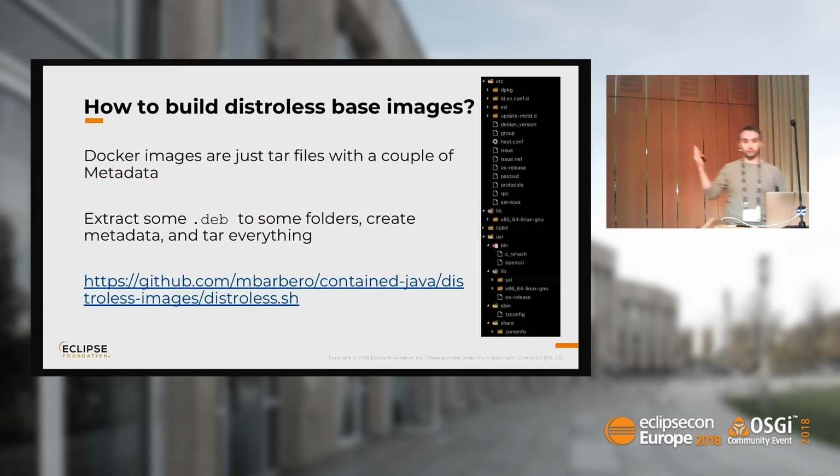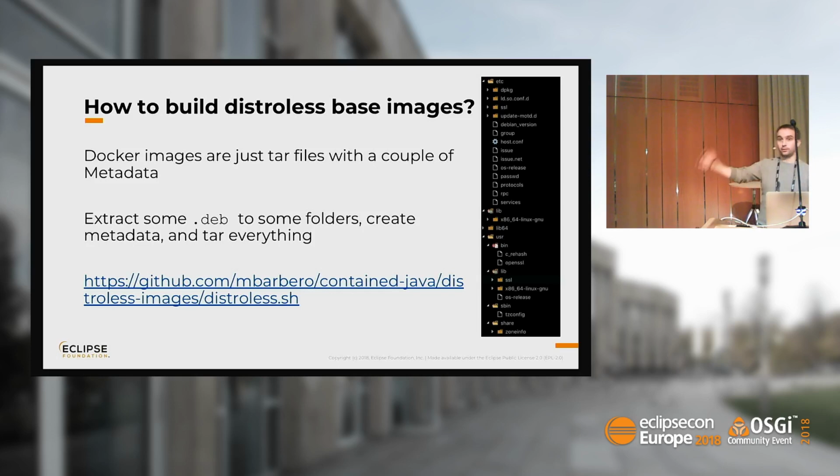So how to build those Distroless base images? If you don't know what the format for a Docker image is, think of it simply as a tar file with a file system, or a file hierarchy like that, and some metadata. Metadata is the name, the tag, and stuff like that. Really, really simple.